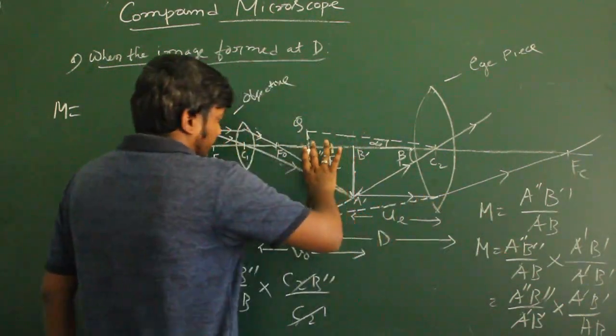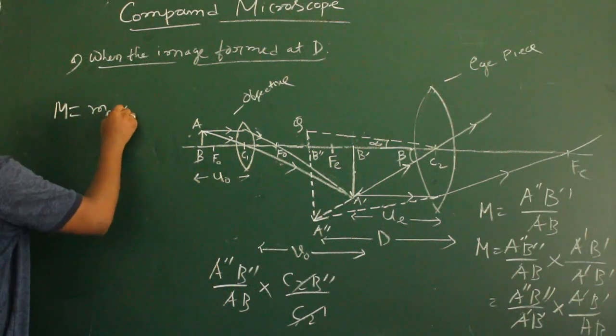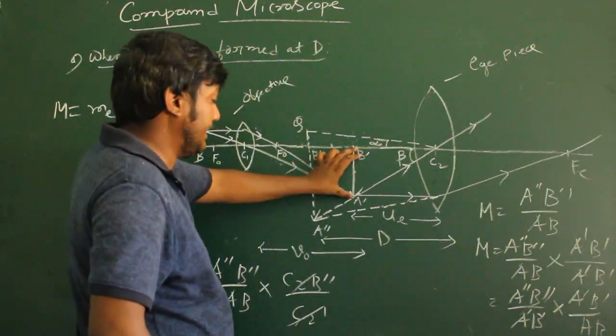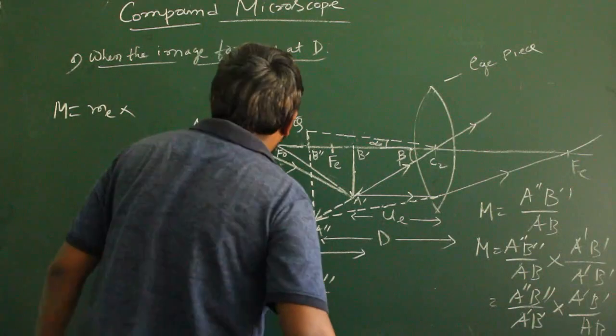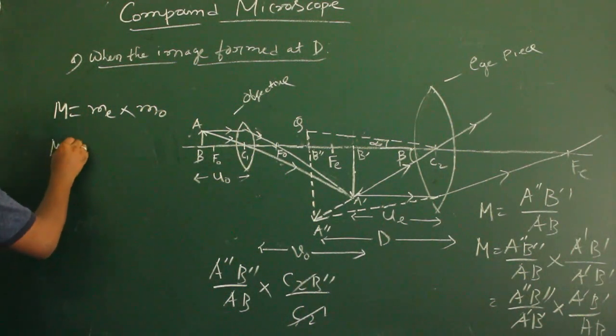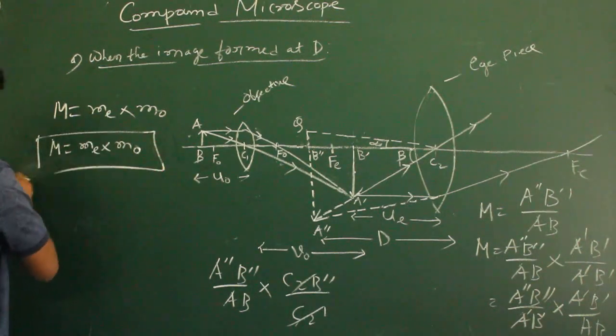Size of the image by size of the object is the magnification of the eyepiece. And this is A'B' by AB, the magnification of the objective. So ME equals to M naught. M equals to ME into M naught.